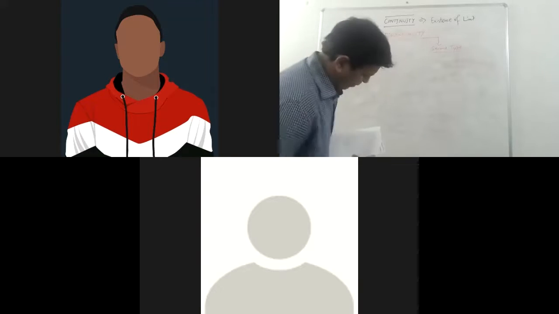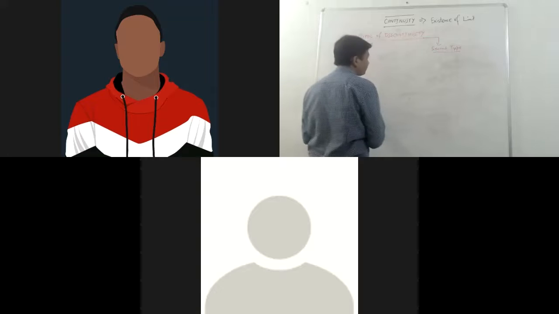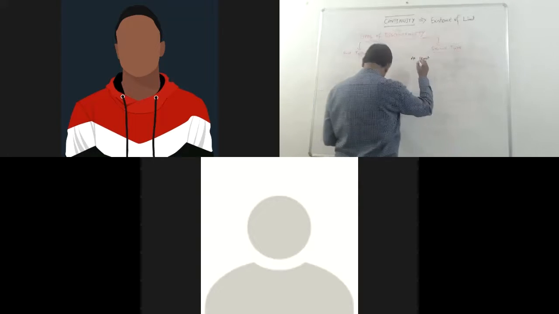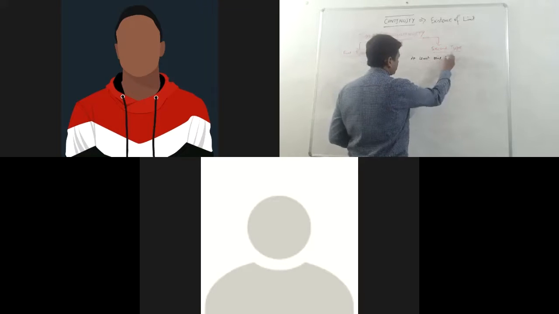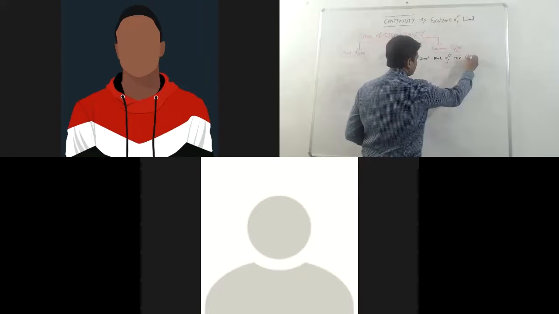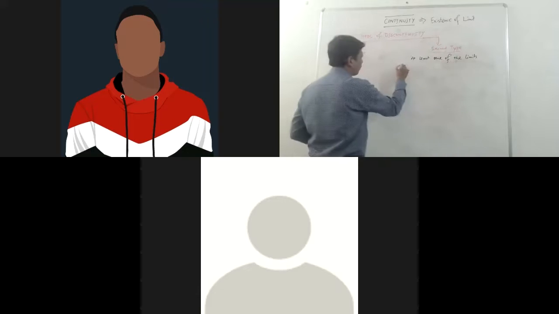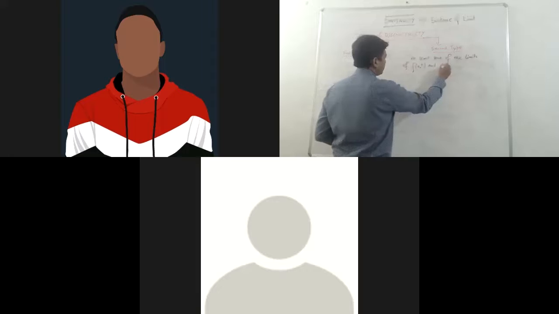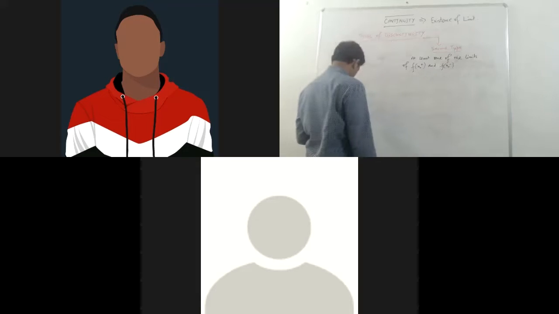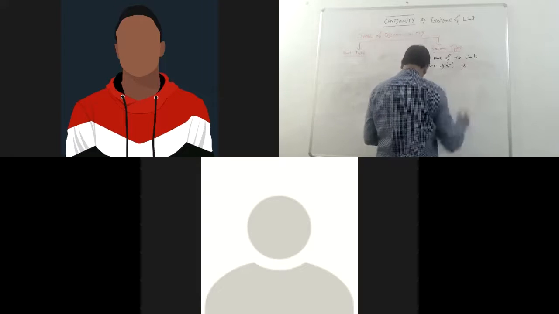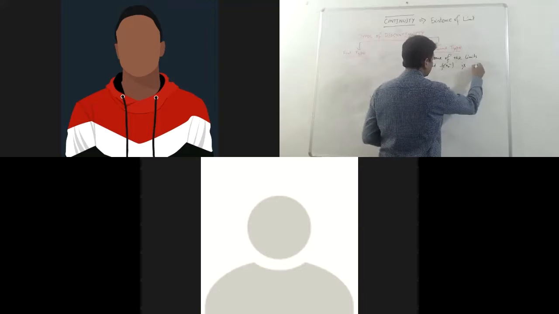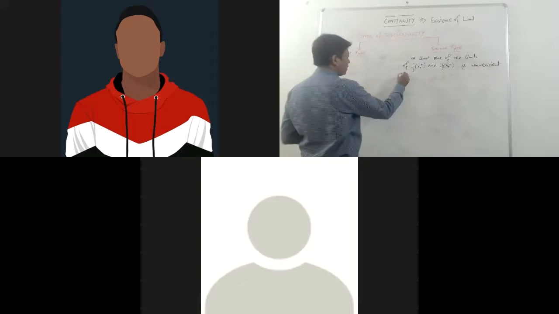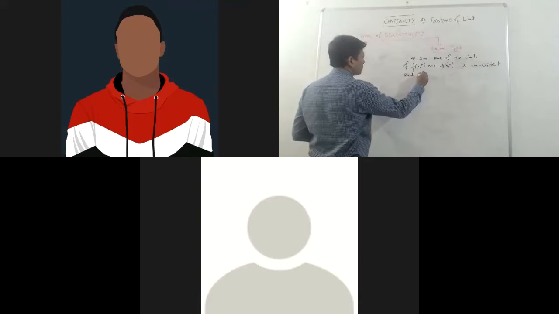Now I will go to the second type. Second type is: at least one of the limits is non-existent or infinite.